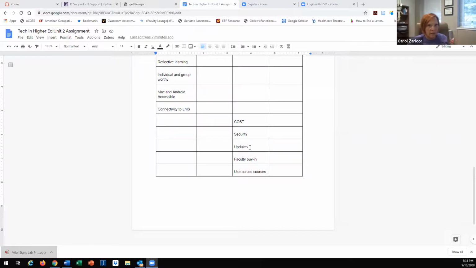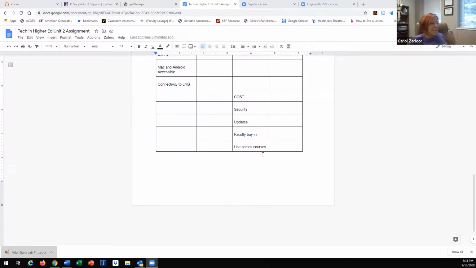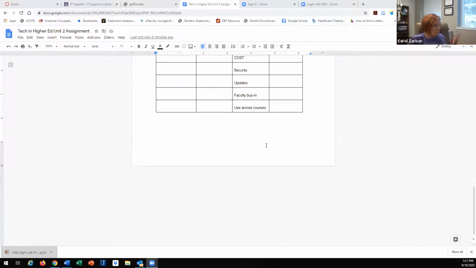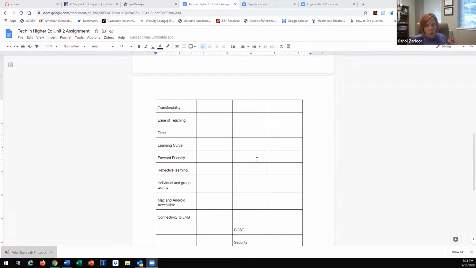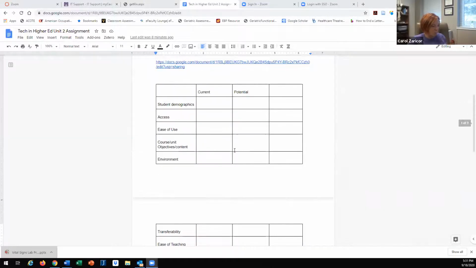Will it have updates, and will it require updates? And if it does, does everybody have to update it, or does it update throughout the system? I think that's important. Does faculty want it? Is it something that's user friendly that the faculty can say, oh yeah, we can easily do that? Or is it going to be a real hard sell? And is it something that can be used across courses, or is it just something like a dissector that can only be used in one course? That's going to be very important. Okay, so that's my tool of what I use to determine whether it would work or not.